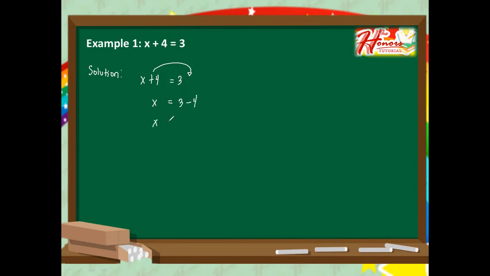So we have here x equals 3 minus 4, that is negative 1. Why? Because we have here two different signs, positive 3 and negative 4. Positive and negative numbers, if you're going to combine them, you have to subtract the numbers. So 3 minus 4 is 1. And then copy the sign of the larger number, which is negative. So our answer here is x equals negative 1 for example 1.